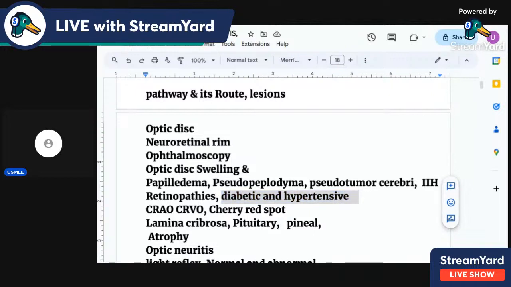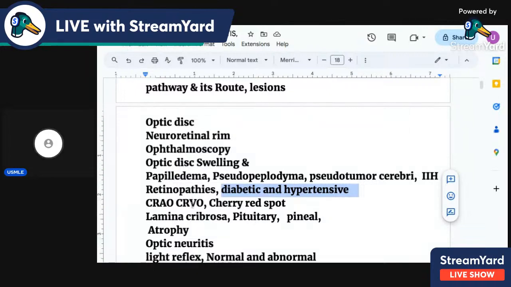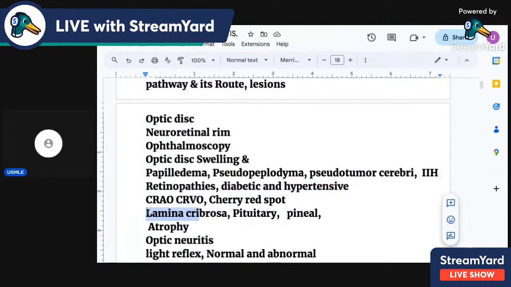Like we'll discuss the cherry red spot and its causes. It's a storage disease; the storage disease is causing the cherry red spot. And we'll also discuss the other conditions, drugs or toxins that cause cherry red spot. So everything will be in detail. And then we'll also discuss the lamina cribrosa, and a little bit of discussion on the pituitary gland and the pineal.